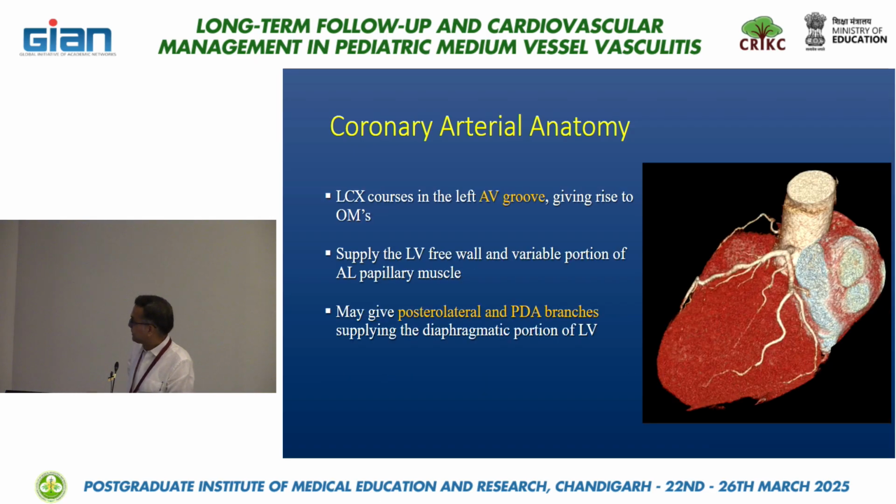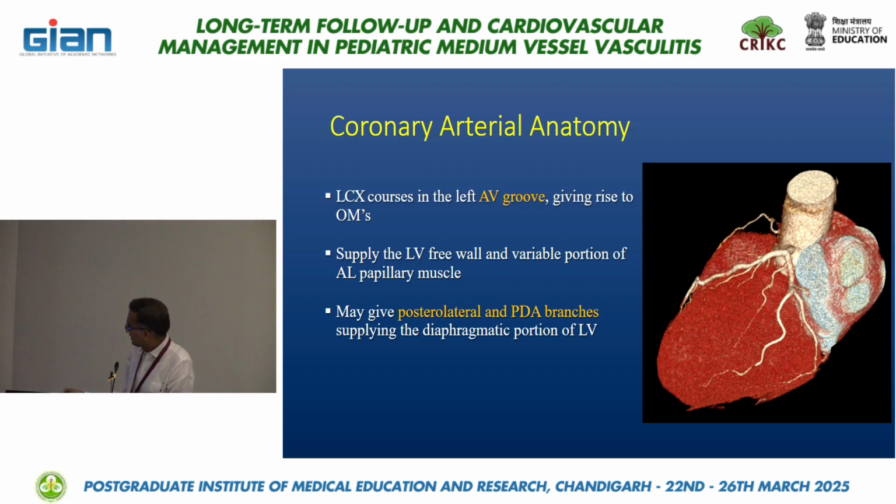Then the left circumflex courses in the left atrioventricular groove. This is the left atrium, this is the left ventricle. So the characteristic course along the groove gives rise to the name left circumflex. This is the left circumflex. It is clearly seen, and then continues as a smaller last OM branch. And this is the biggest OM branch in this case. We can see this is the smaller OM1.